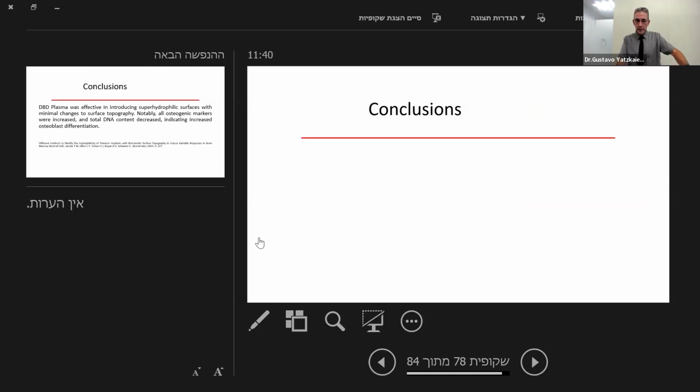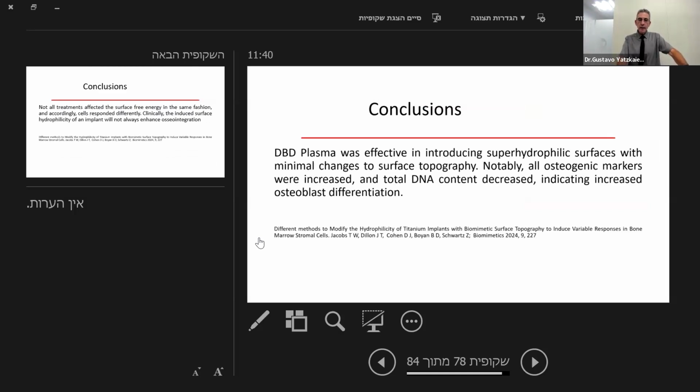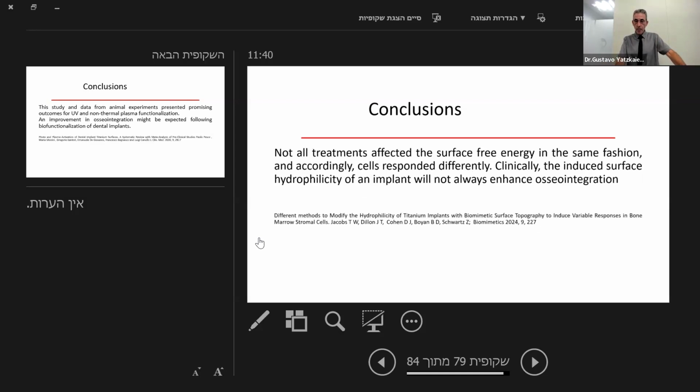In conclusion, my friends, first of all, the DBD plasma, which was the last device that I presented, changed the hydrophobic surface into a super hydrophilic surface with minimal change in the surface topography. The osteogenic markers were increased. As we talked before, the cellular proliferation decreased, indicating that the osteoblast differentiation and the osseointegration were very good.